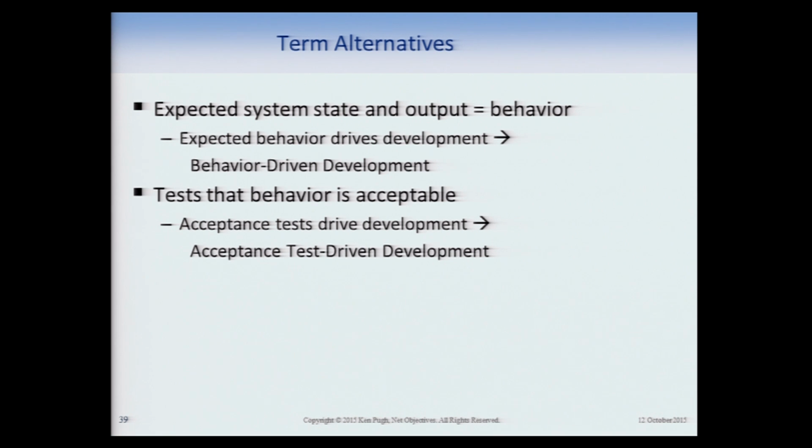Now here, in fact, is where the difference in the two terms of BDD and ATDD occur. Our expected system state and behavior in our scenario, output and state, is our behavior. Therefore, if the expected behavior drives development, we're talking about behavior-driven development. But we are going to write a test for that behavior, so we're going to test that the behavior is acceptable, and if acceptance tests drive the development, then we have acceptance test-driven development. So BDD simply says this is the behavior we want, and acceptance tests concentrate on the fact that this is the test for the acceptable behavior.